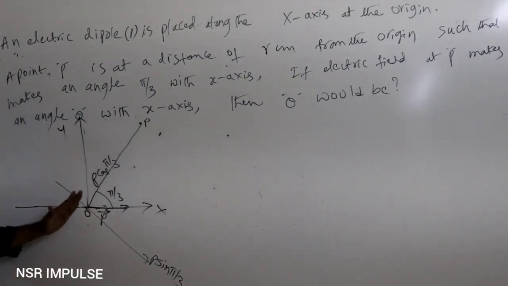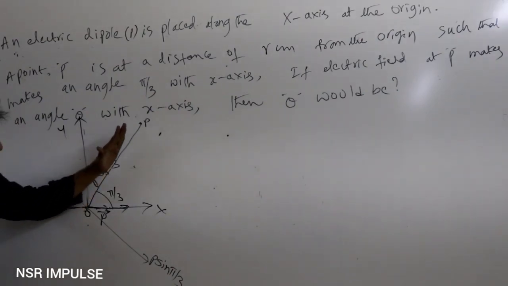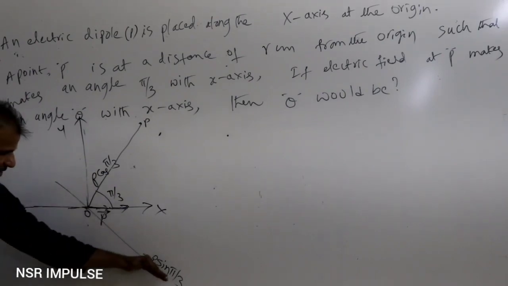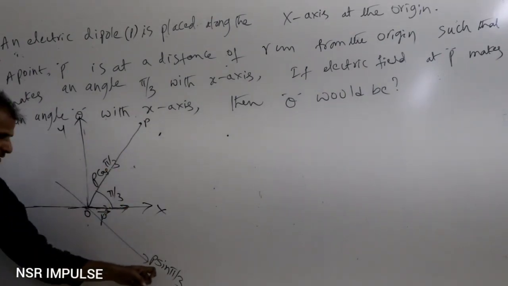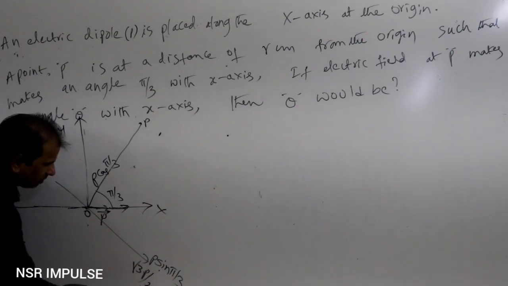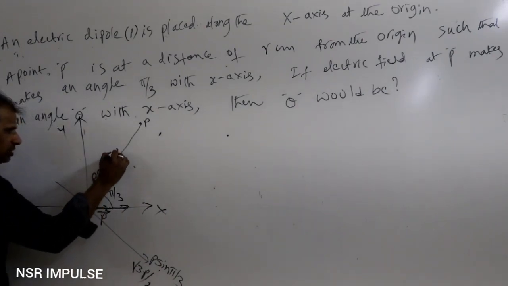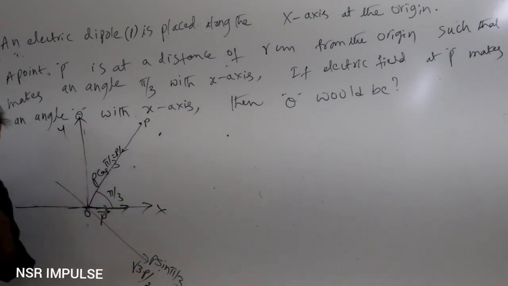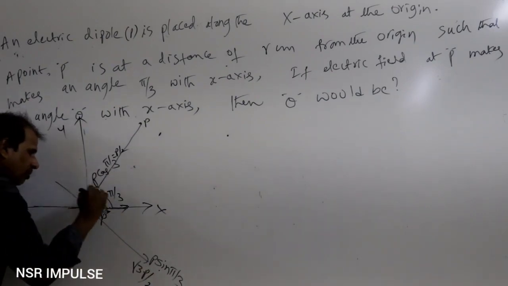P by 2. So this is the OP line, and this is P sin theta, this is P cos theta. Theta is pi by 3. What is this value? Root 3P by 2. This value is equal to P by 2. How many dipole moments are formed? 2 dipole moments.